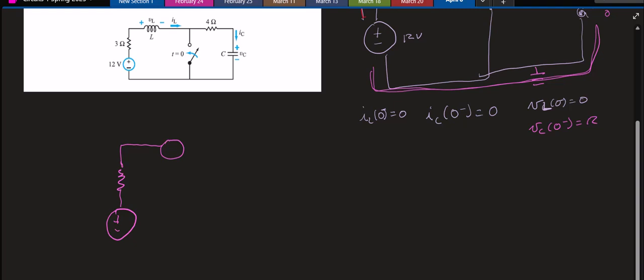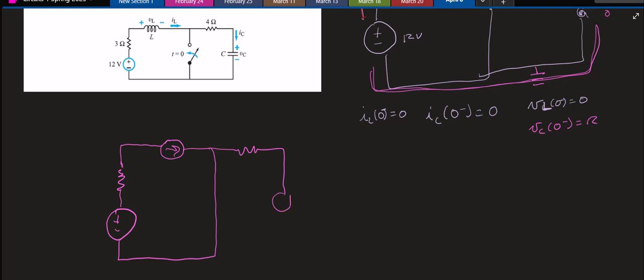And right then, our inductor will act as a current source. This is just right at that very moment. And our capacitor will act as a voltage source. Alright, so now let's see what we've got here.